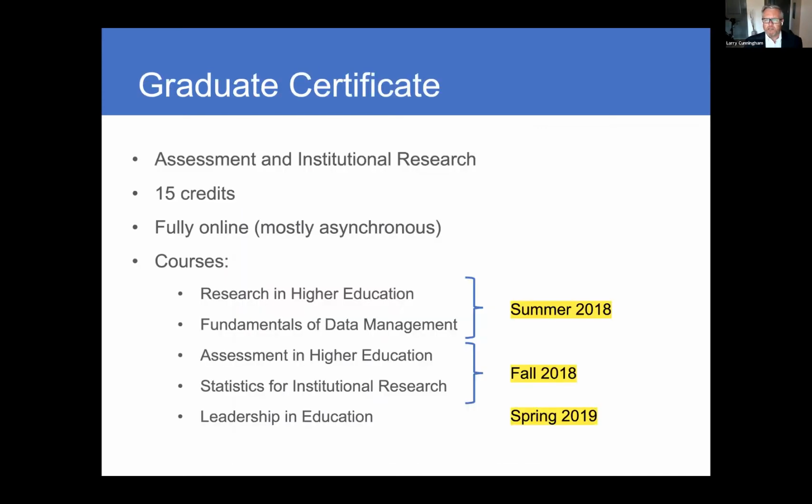So a little bit about the program I was in. It was a 15 credit certificate program in assessment and institutional research, fully online, mostly asynchronous, spread out over the course of about a year. I took 5 courses. The first was a general survey course about higher education literature, as well as a fundamentals in data management course, which is really focused on institutional research, courses in assessment in higher education, as well as statistics for IR, and then finally a course in leadership in higher education.